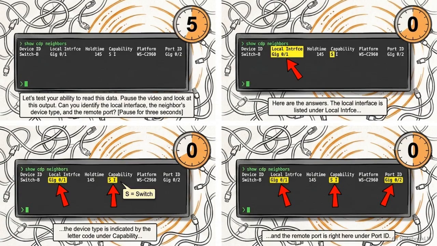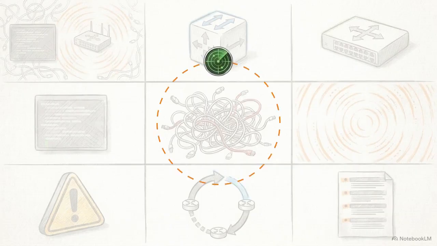Let's test your ability to read this data. Pause the video and look at this output. Can you identify the local interface, the neighbor's device type, and the remote port? The local interface is listed under Local Interface. The device type is indicated by the letter code under Capability, and the remote port is right here under Port ID. Now you have the tools to map the whole system.